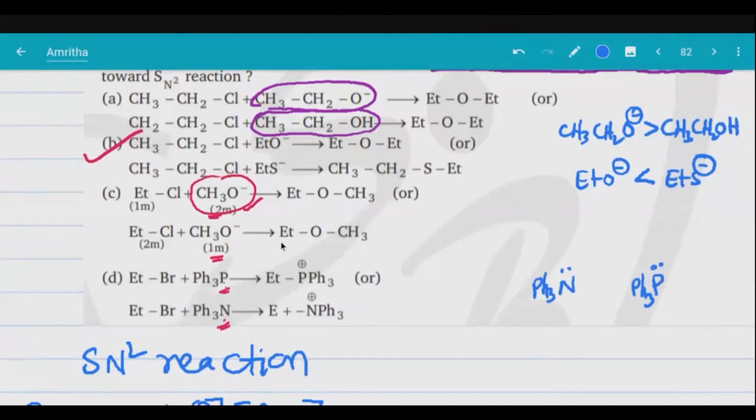Which one? Phosphorus and nitrogen. Nitrogen is more electronegative, so the first reaction is more reactive. Yes, like sulfur, no, like phosphorus, because oxygen, sulfur, nitrogen, phosphorus. See, down the group, electronegativity decreases, so nucleophilic ability will increase. Okay, so only one correct option, where the second reaction is more reactive than the first reaction.